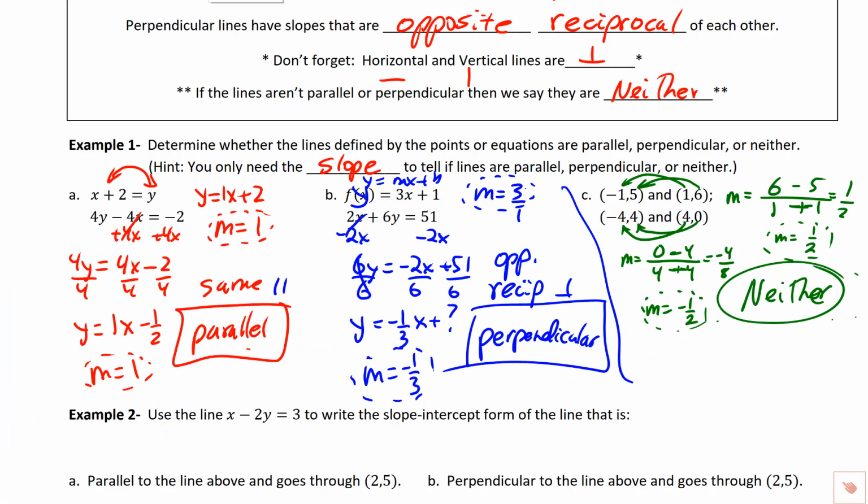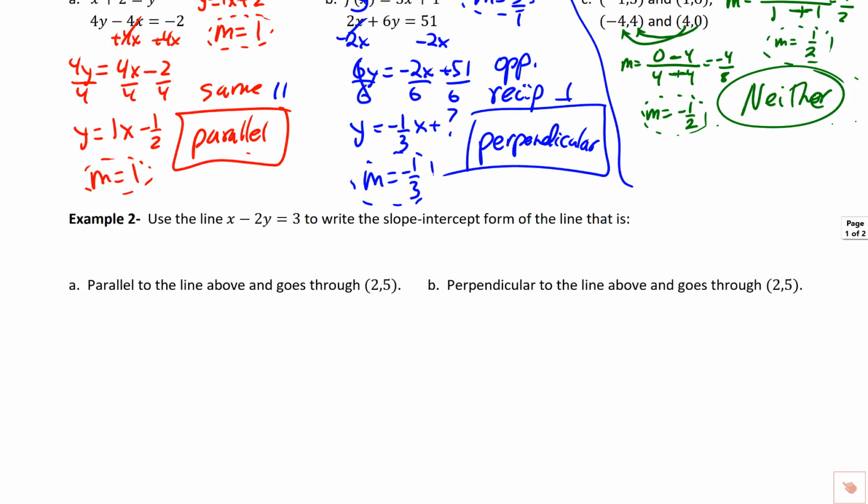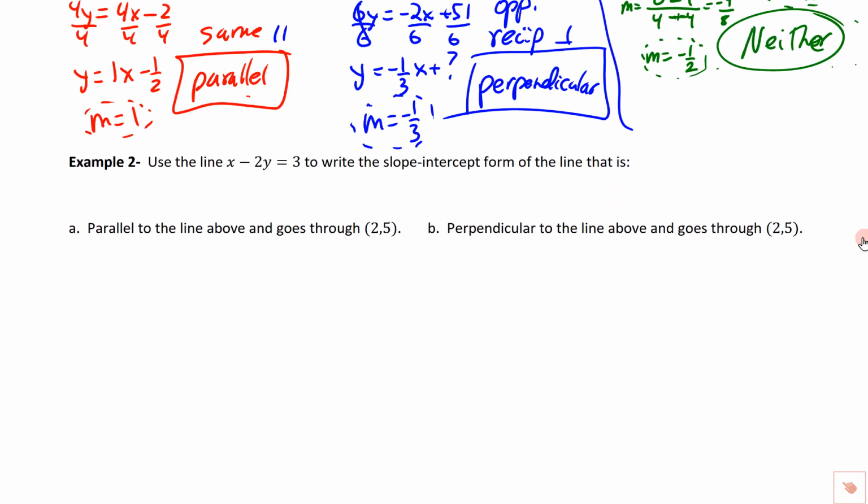Okay? All right, let's come down here and take a look at this. I think this is the last one on this page. We'll do a couple on the back, and then we'll have you all set to go. What we've got here is 2 problems in one. It says use the line x minus 2y equals 3 to write the slope-intercept form of the line that is parallel to the line above and goes through this point, or perpendicular to the line above and goes through that same point. So the only thing that we need from this is the slope, so that we can be parallel or perpendicular to it.